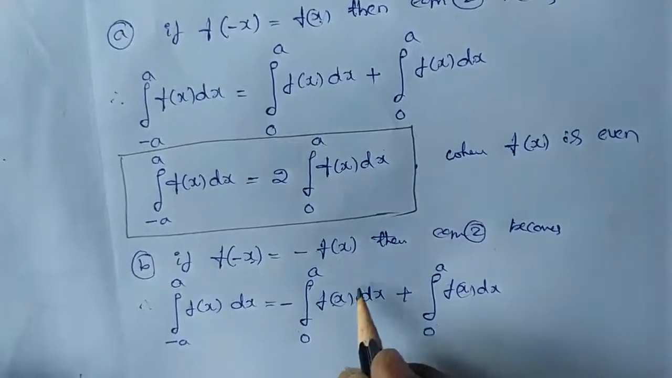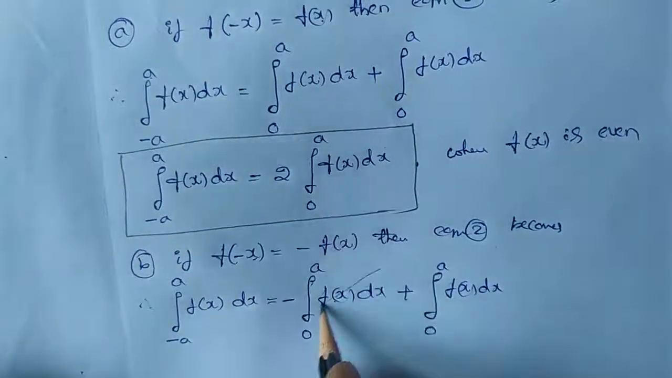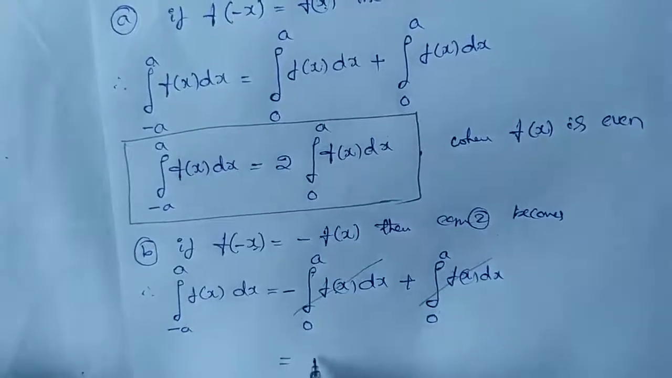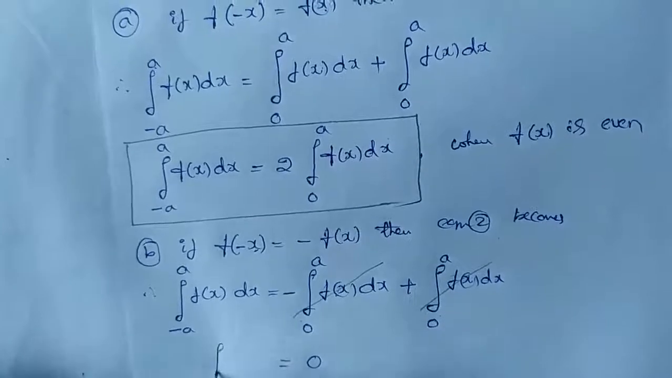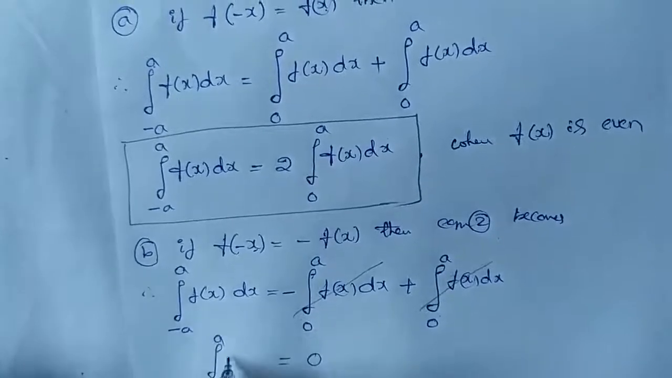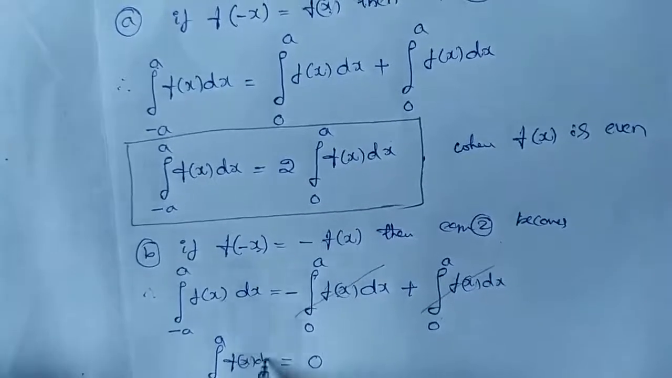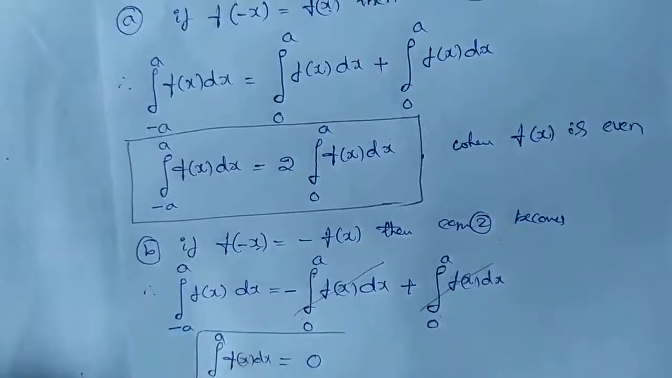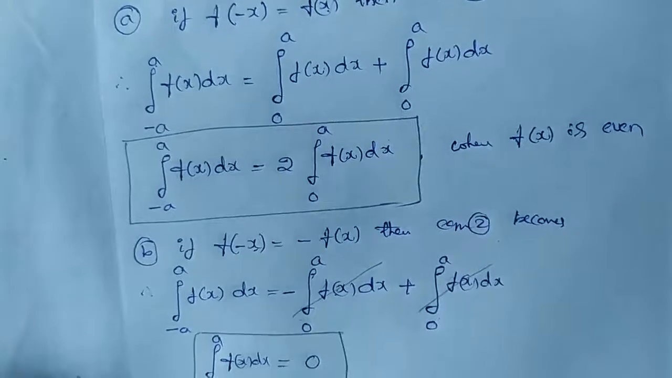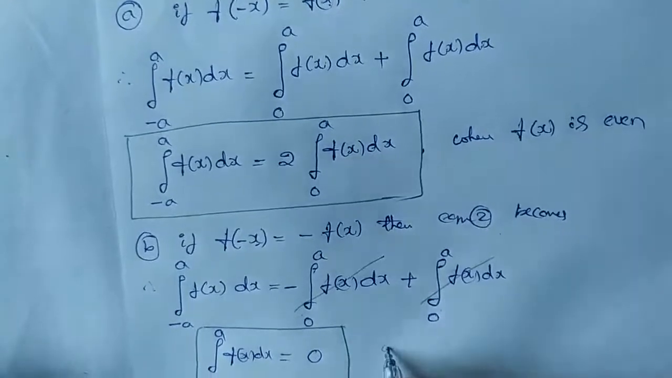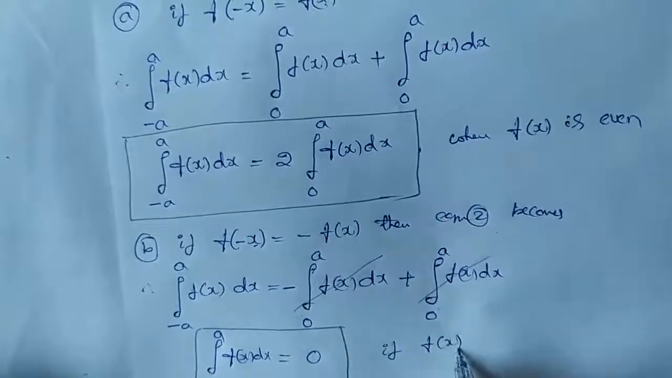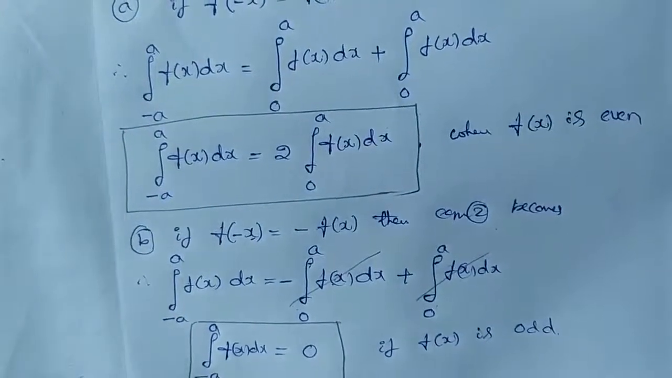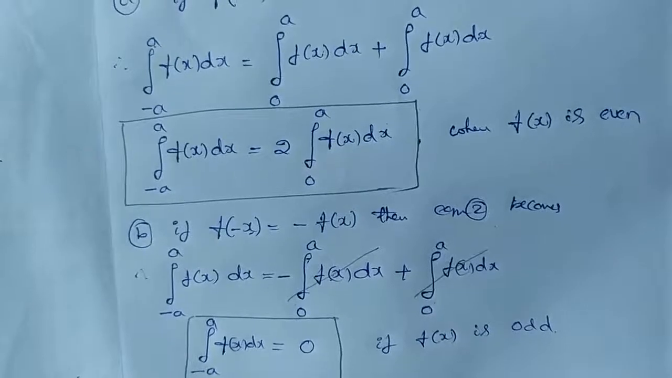If you observe, the integrations will get cancelled. Finally we will get 0 equals 0. So therefore integration of minus a to a f of x dx equals 0. When will it be 0? If f of x is odd. Hence it is a proof for this property.